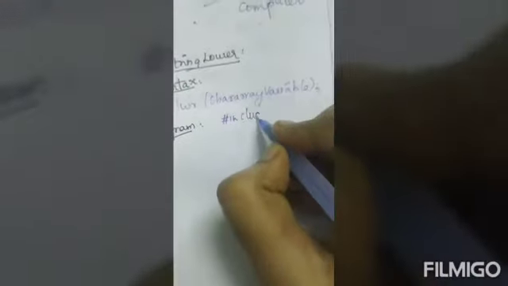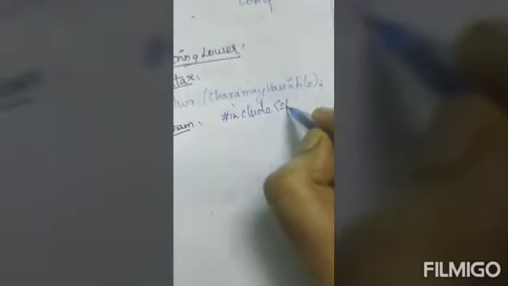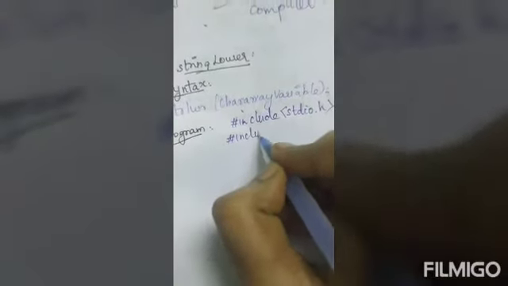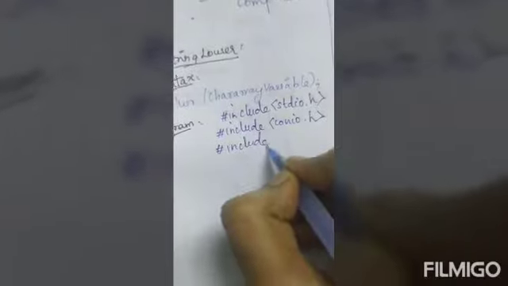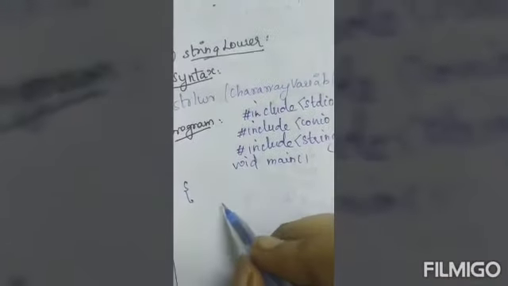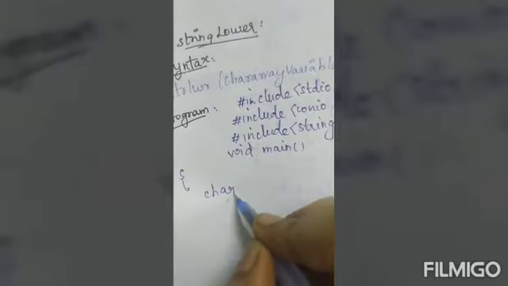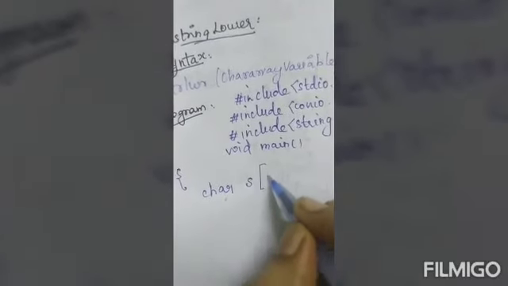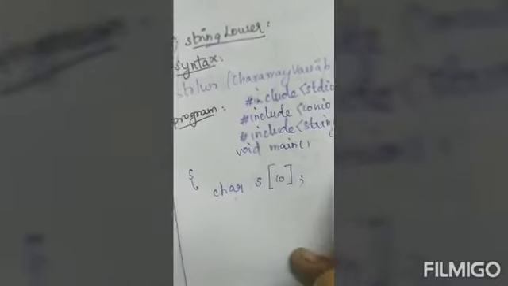Now I am writing the header files for this example program for string lower and string upper. Hash include stdio.h, hash include conio.h. The third header file, which is a must, is hash include string.h. Void main. I am opening my curly braces. Now we are going to use the character data type and declare a variable. Inside that I may give any number in that array, semicolon.